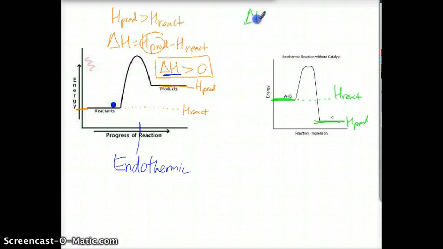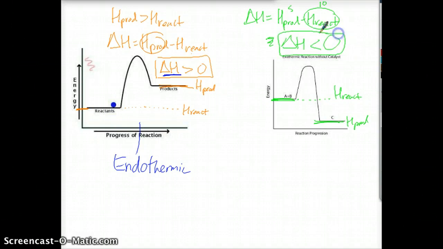So if we calculated the enthalpy here, remember, the change in enthalpy would be the enthalpy of products minus reactants. But now we notice that this number is bigger. So let's just make up a number to prove this to us. Let's call this 10 and call this 5. So if you do 5 minus 10, we're going to get a negative number. So what we can see is that delta H, in this case, based on this diagram, is less than 0.